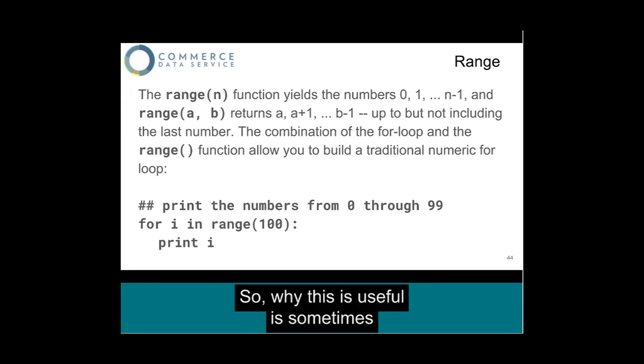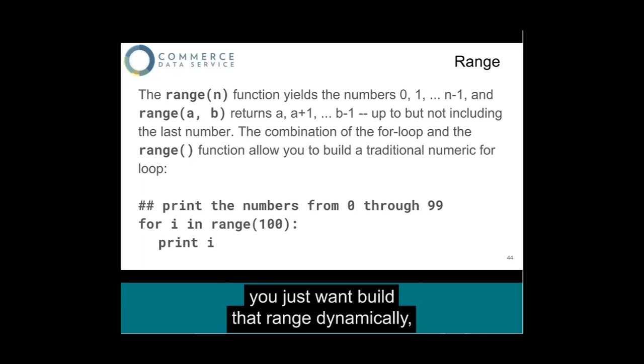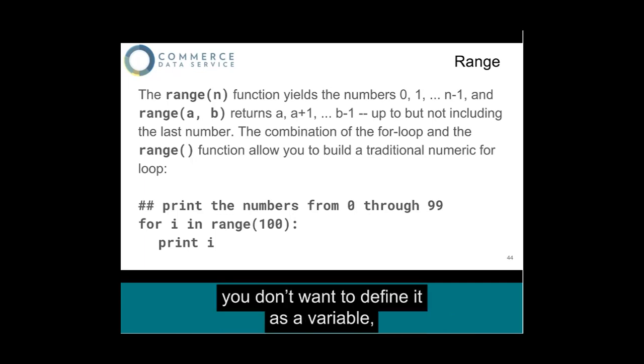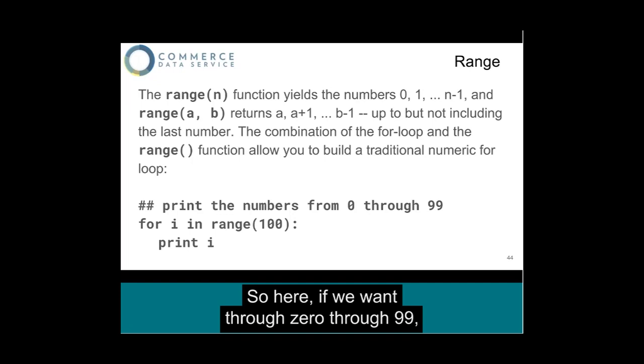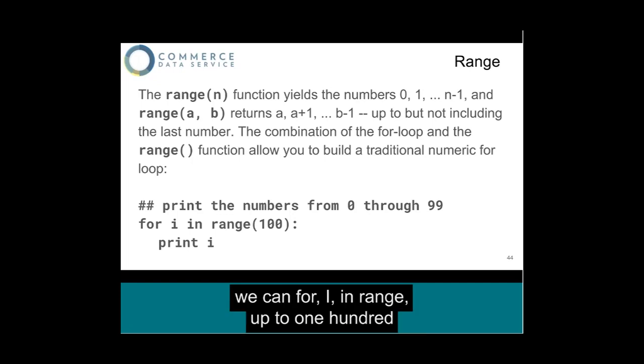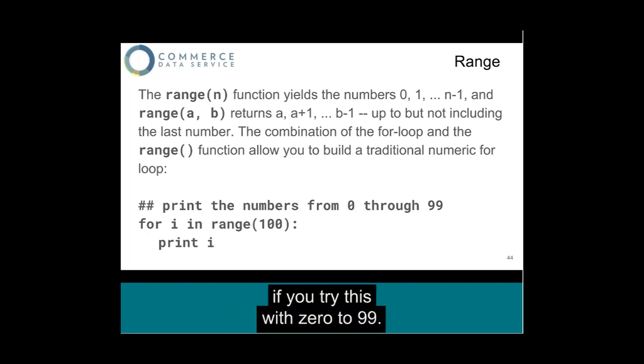Why this is useful is sometimes you just want to loop through certain numbers, certain years. You just want to build that range dynamically. You don't want to define it as a variable. You just want it for this loop. So here, if we want to loop through 0 through 99, we can do for i in range up to 100, but not including it, print i. And it should print out, if you try this, 0 to 99.